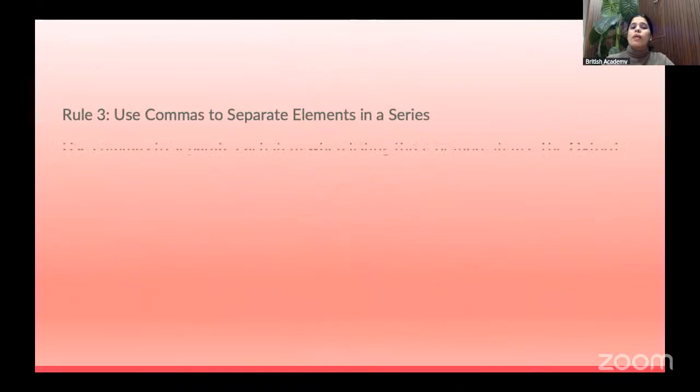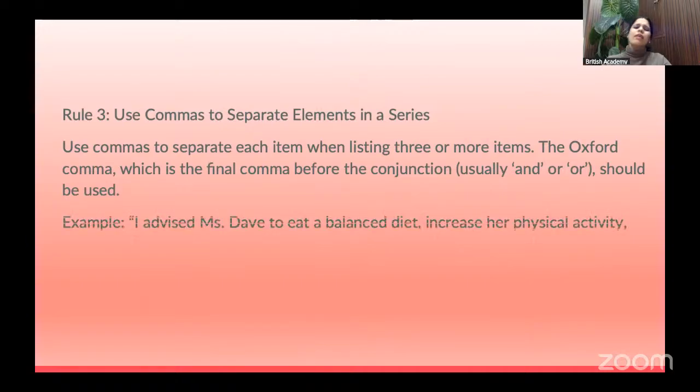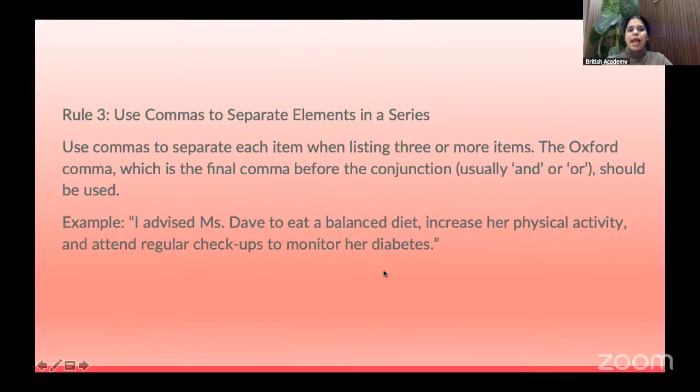Now use commas to separate elements also. When you're listing 3 or more items, the Oxford comma is not compulsory, but we recommend it should be used. So for example, I advised Ms. Davis to eat a balanced diet, increase her physical activity, and attend regular checkups to monitor her diabetes. This comma here, even if you don't use it, is not a hard and fast rule, but it is still advised to use it.